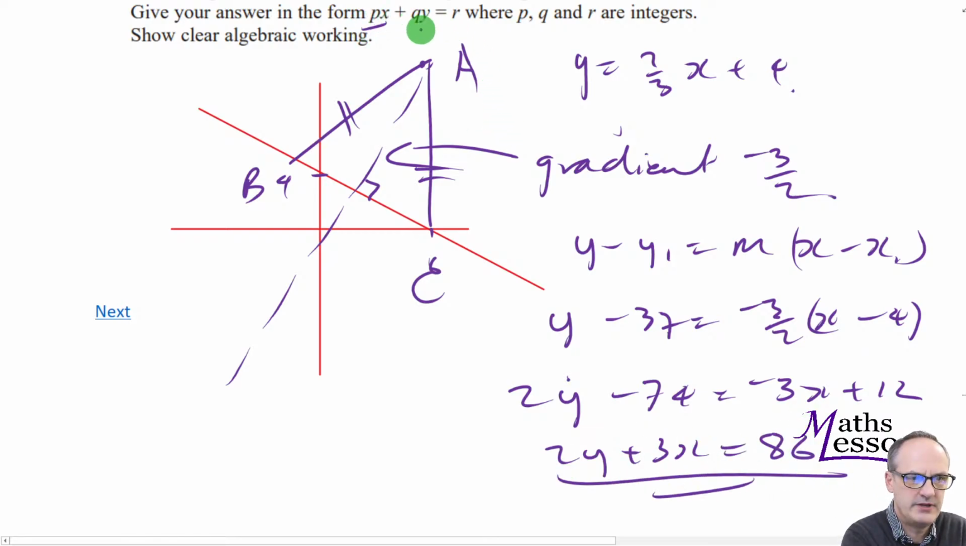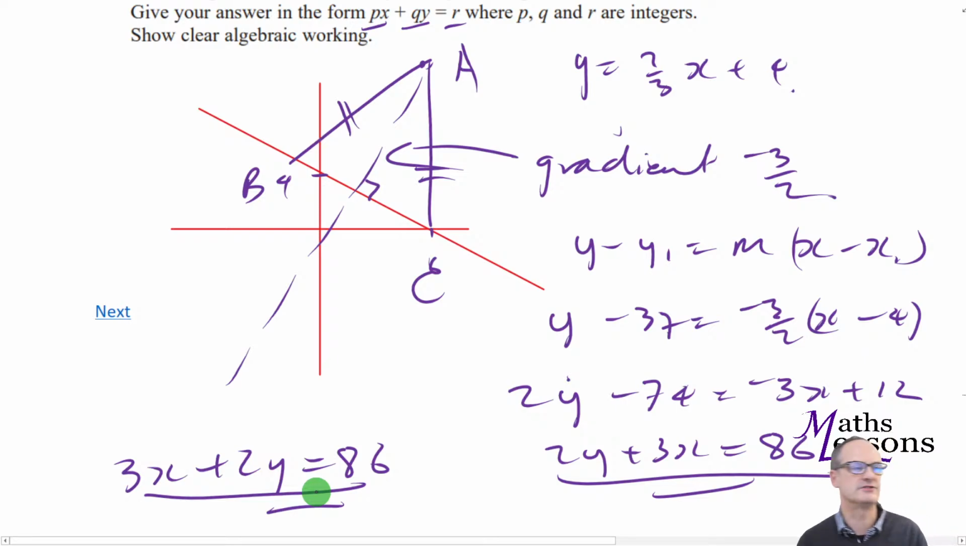Notice it said px plus qy equals r, where p, q, and r are integers. I probably should write it strictly to make it exactly the same as theirs like this, but there really is no difference between that answer and my answer.